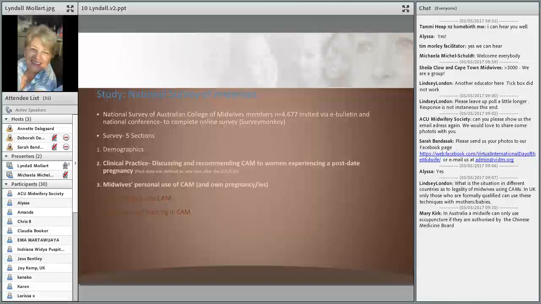In the presentation today, I'd like to concentrate on the first three sections of the survey. So looking at the demographics, looking at their clinical practice, and looking at their personal use, not only for their health and well-being, but also the midwives' own pregnancies as well. The other two components, I'm still working on the data.